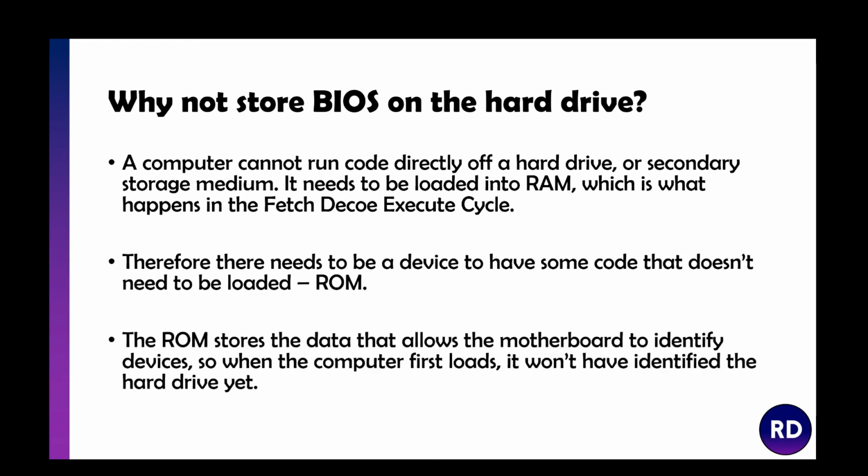So the idea is that a computer can't run code directly from a hard drive or secondary storage for that matter. It needs to be actually loaded into RAM, which is what happens in the fetch, decode, execute cycle. Therefore, there needs to be some device to have some code on there that does not need to be loaded, which is your ROM. So the ROM stores the data that allows the motherboard to identify devices.